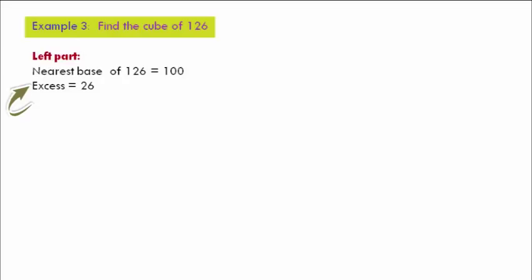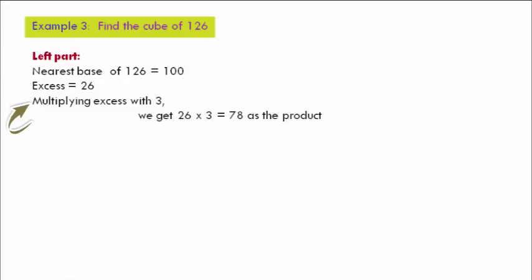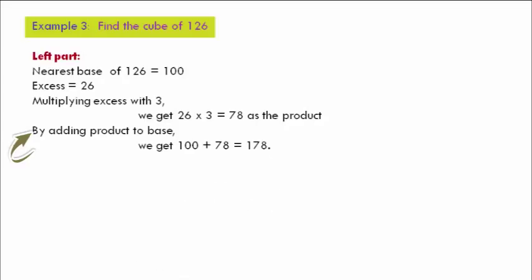After finding the excess, we have to multiply the excess by 3. By multiplying 26 by 3, we get the product 78. After getting this product, we have to add it to the base. Therefore 100 plus 78 is equal to 178, and this sum is treated as the required left part.